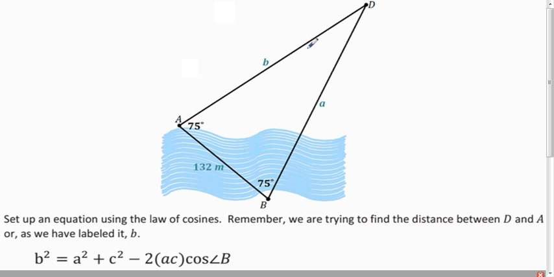So this is going to be nice because we know B and A are equal. It's going to help us in our problem. So there's our law of cosines. I'd like you to take a moment to substitute everything that we know from the diagram.